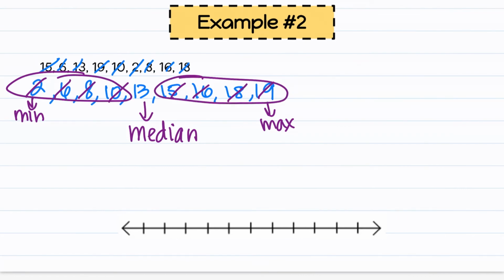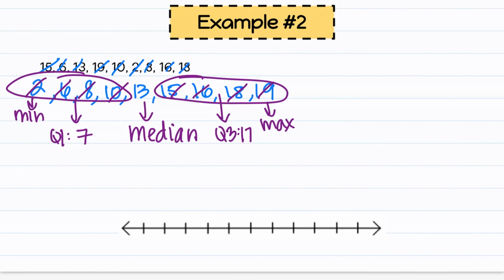To find my median of the first half, which is my value for quartile 1, it is in between 6 and 8, which is a value of 7. And then my quartile 3, which is my median of the upper half, is in between 16 and 18, which gives me a value of 17. Now that I have my 5 data summary, I'm going to plot it on my number line.